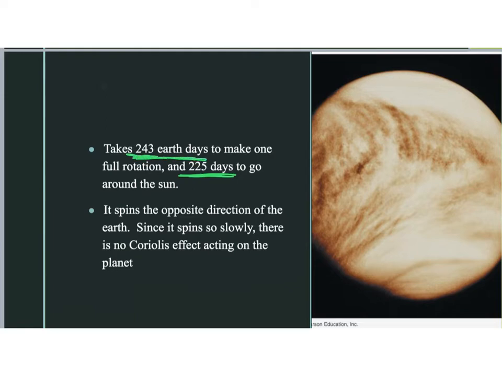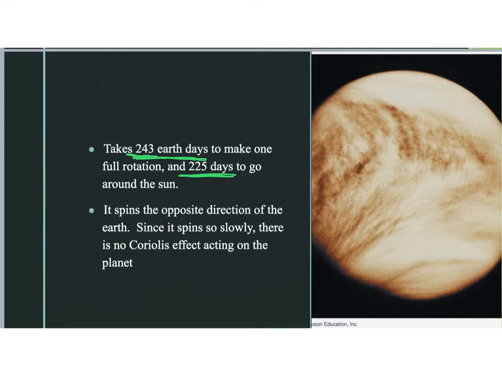It spins the opposite direction of the Earth, so the sun would rise in the east over there very slowly. Or no, switch that. The sun would rise in the west, and it would set in the east. But since it spins so slowly, it's not like you'd notice it, like, oh, the sun is rising in the morning, and notice it at night too.